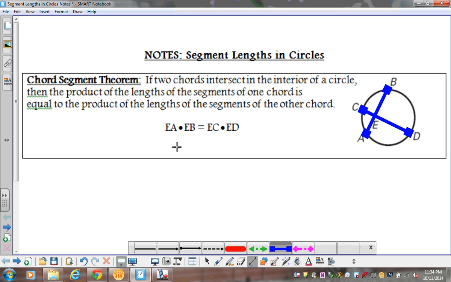Now, the chord segment theorem says, and I know you guys can read, we'll still read through it. If two chords intersect in the interior, so interior meaning inside of my circle, that's key, then the product, and if you remember, product means multiply, of the lengths of the segments of one chord is equal to the product of the lengths of the segments of the other chord.